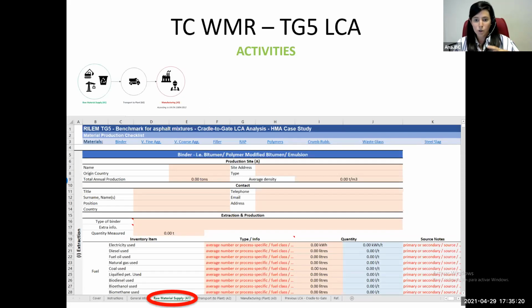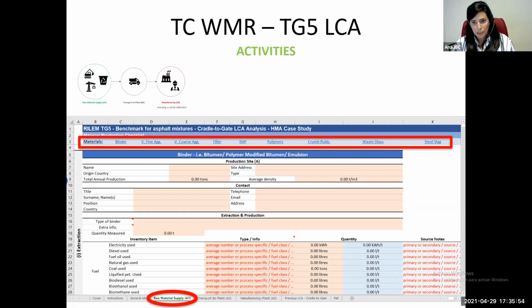Okay, if you open any of the Excel files that we send you, you see that the file is divided in tabs related to these life cycle stages. Well, we have some previous tabs as cover, instruction, and general info. That's okay. And then we have a tab for raw material supply, the first life cycle stage, transport, second life cycle stage, and manufacturing. So let's start with the first one. Okay, we have the tab for raw material supply.